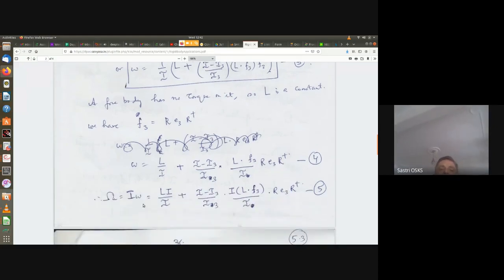So now what is capital omega? That's what we are interested in. That is the bivector, right? Because see, this omega is your angular frequency, and this is the angular velocity bivector. Okay, this omega is the angular velocity in the usual sense, the way we have studied in our classical mechanics before. So capital omega is nothing but I times omega.